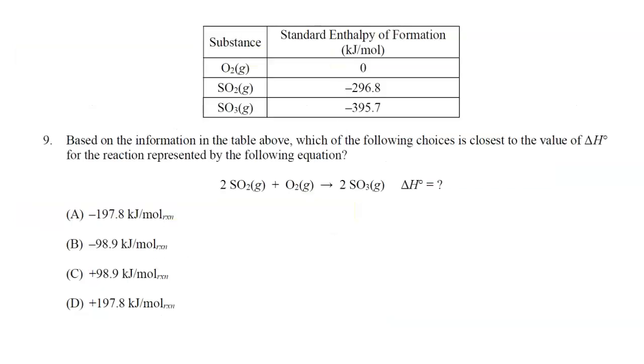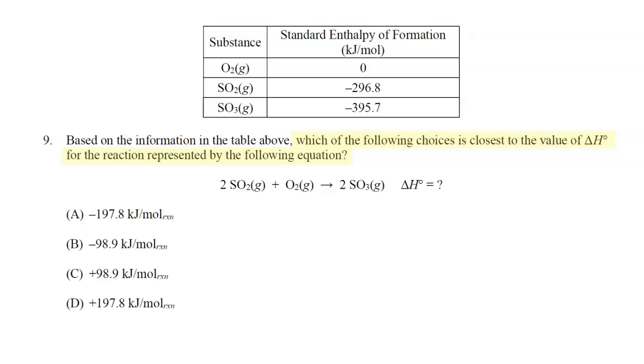Now let's take a look at question 9. In question 9, we are given a data table. And in this data table, it says standard enthalpy of formation for 3 different substances: oxygen, or O2, sulfur dioxide, or SO2, and sulfur trioxide, SO3. So question 9 says, based on the information in the table above, which of the following choices is closest to the value of delta H for the reaction represented by the following equation?